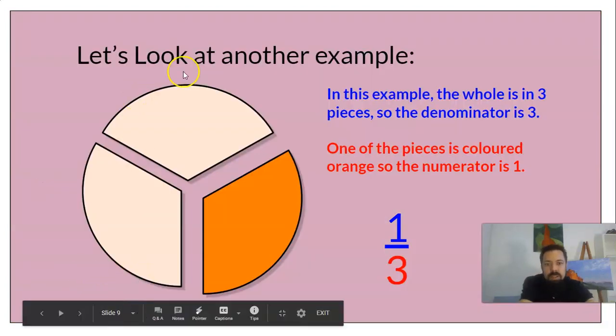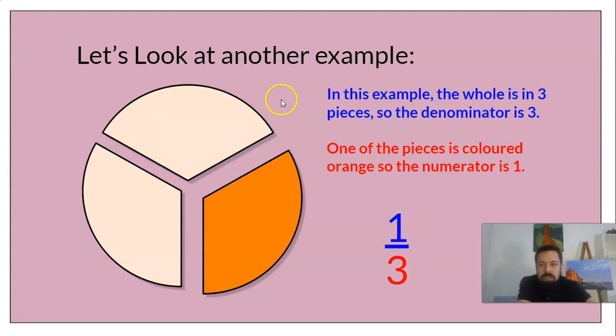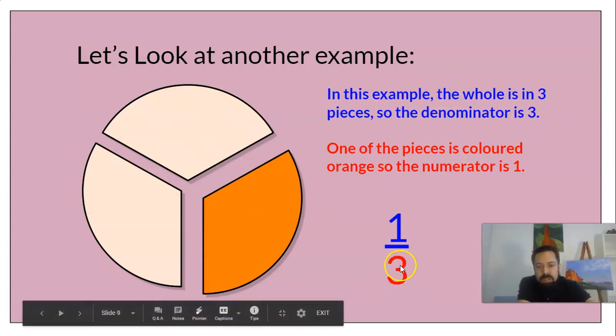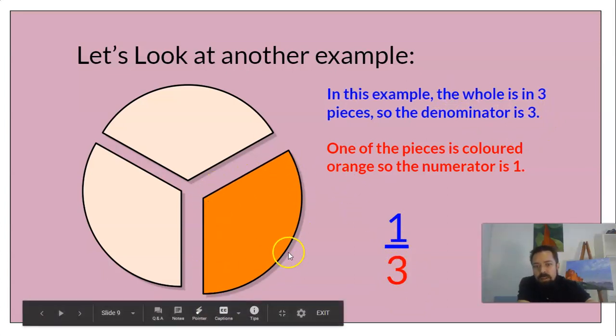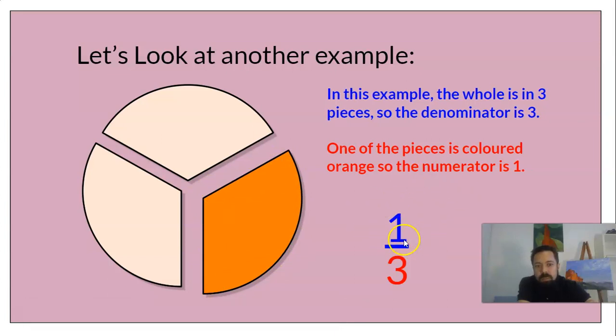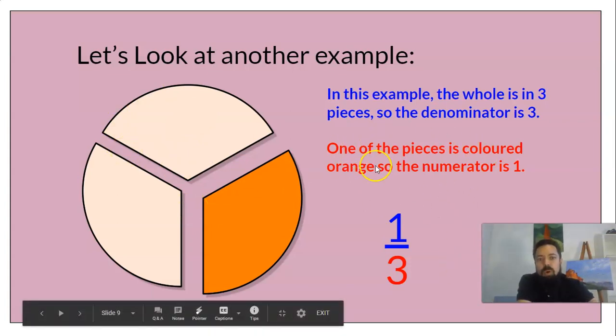All right, let's look at another example. In this example, the whole thing is broken up into 3 pieces. So the whole circle is made into 3. So that's why our denominator is 3. And we can see that 1 piece is colored in orange, right? And that's why our numerator is 1. If we were looking at what was the fraction of ones that were not colored in, we would say, well, 2 are not colored in. So then the fraction will be 2 over 3, because 2 would not be colored in. So this is looking at what fraction is colored in orange.